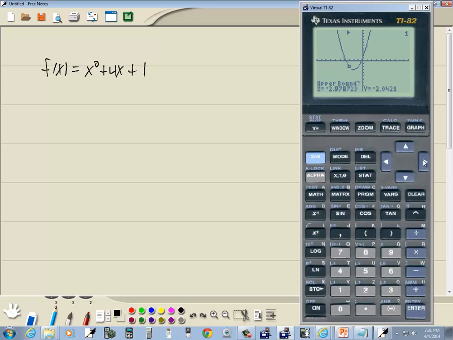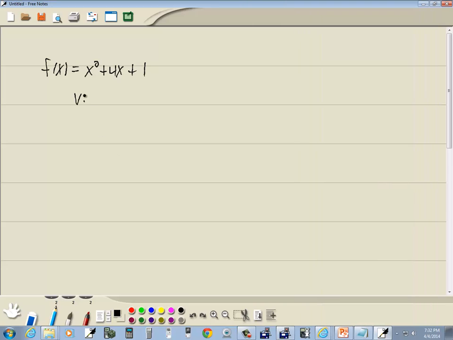Then it'll ask me for upper bound, and I want to do my right arrow key and move my cursor over to the right of where my vertex is. Here's my vertex, and that's to the right of it. Then press enter, and then you just press enter on the guess. Now this is going to give us -2, -3. So the vertex is -2, -3.